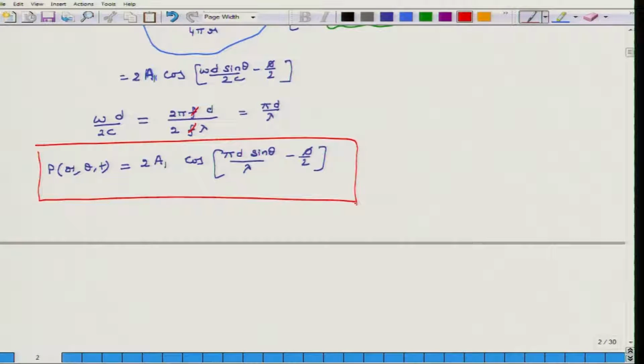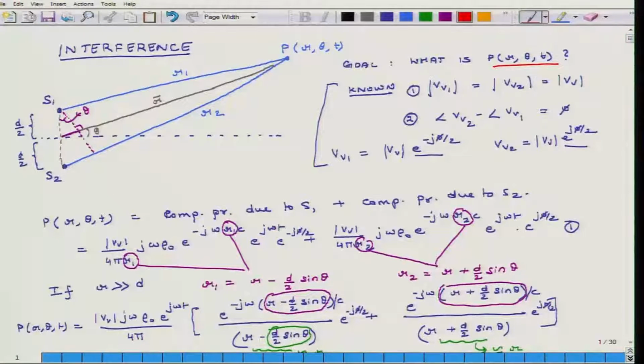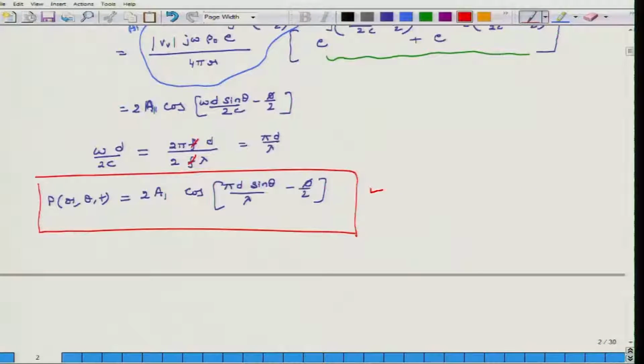So, what does this expression tell us? That if there are two sound sources, S1 and S2, separated by a total distance d, then the sound experienced at point P, which is r distance away and at an angle theta, the complex pressure is expressed by this relation.